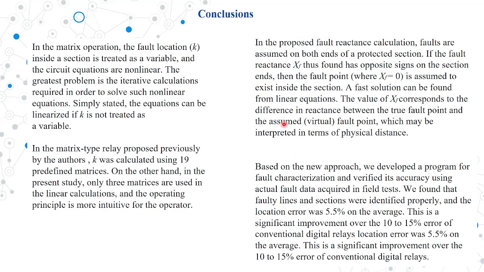So from the conclusion, we have the old matrix operation, and we have proposed the fault reactance calculation. In the matrix operation, the fault location inside the section is treated as the fault location. As I said before, K is the fault location. In a matrix type, it is treated as a variable, and the circuit equations become non-linear. The greatest problem is the iterating calculation required to solve such non-linear equations, and the computing time is large.